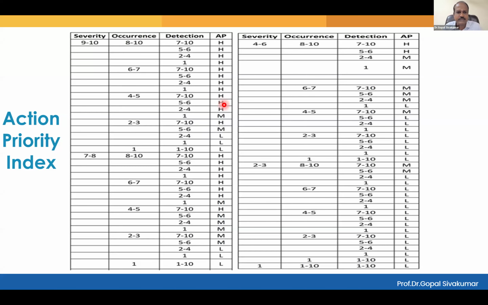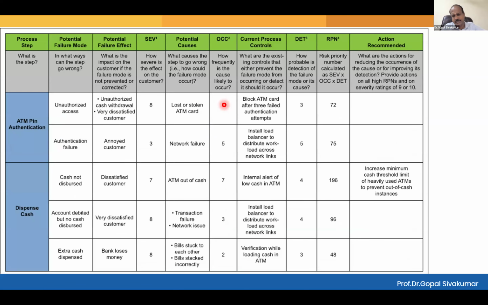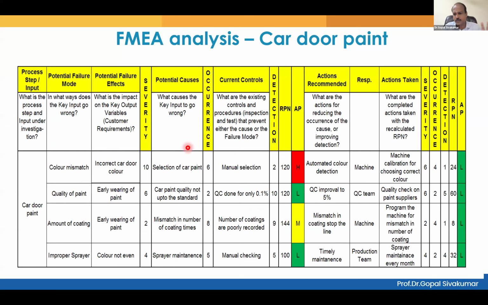All right, so that's how it is. And see, this is for the ATM case. I'm not going to read it out. Maybe you can go through it. And this is for the car door painting. So car door painting, 4 failure modes are there. Let us take just one. Color mismatch. For color mismatch, the severity is written as 10. All of you agree?